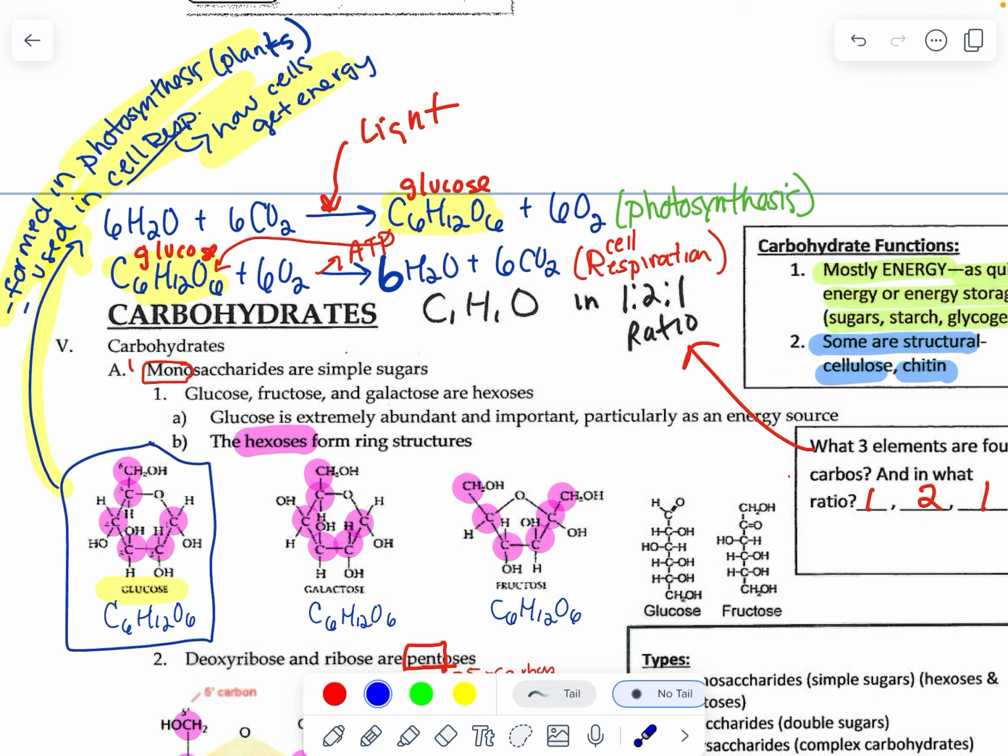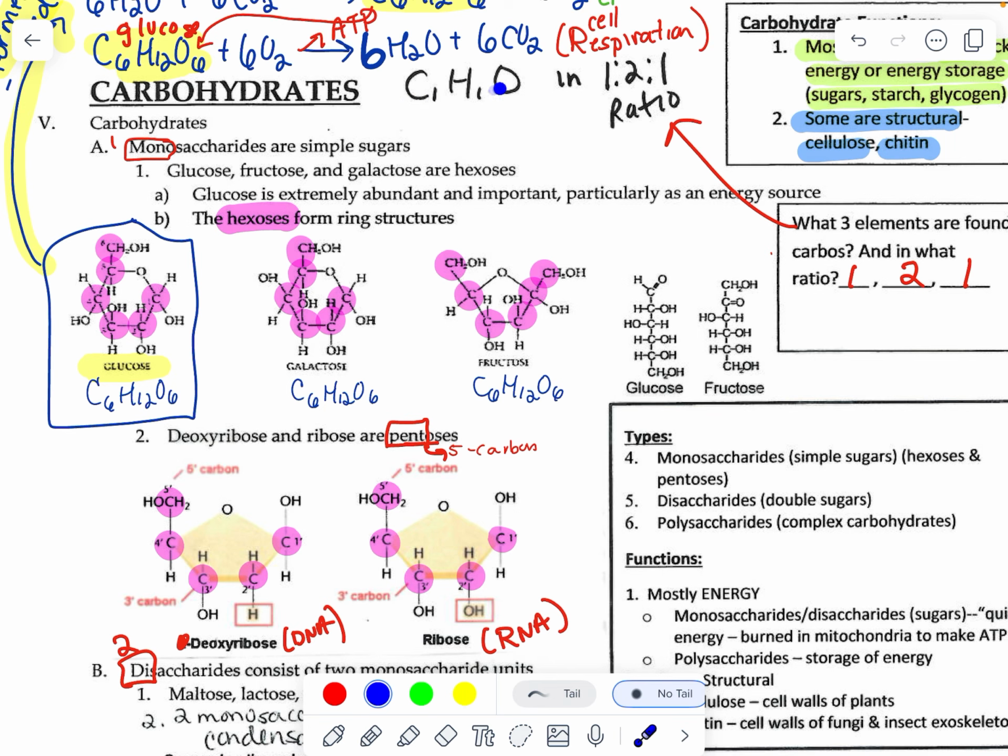All right, in general, carbohydrates. I mentioned already that they have only these three elements. If you look down here, you'll just see C's, H's, and O's, in a 1 to 2 to 1 ratio. Again, if I have C6H12O6, you see the 1 to 2 to 1 ratio there.